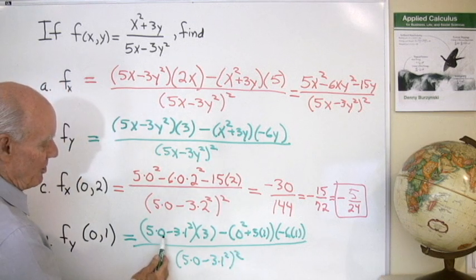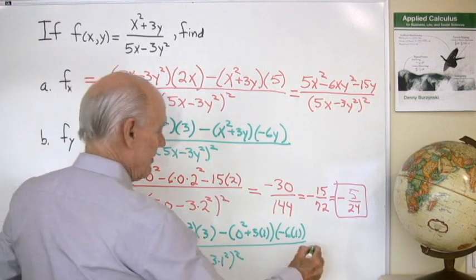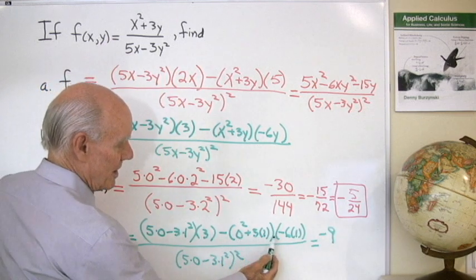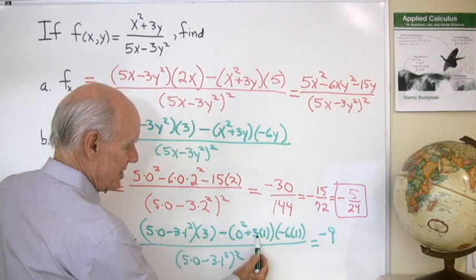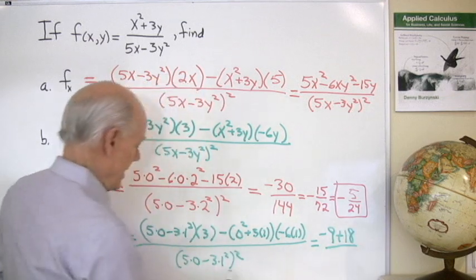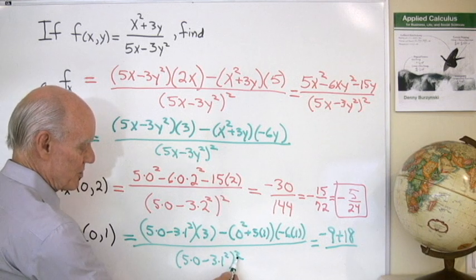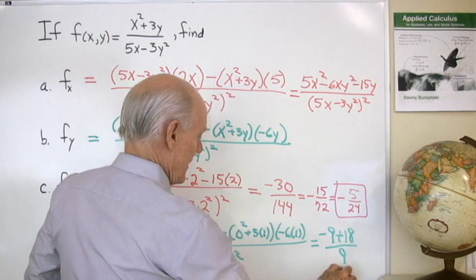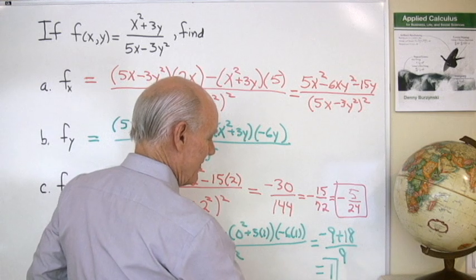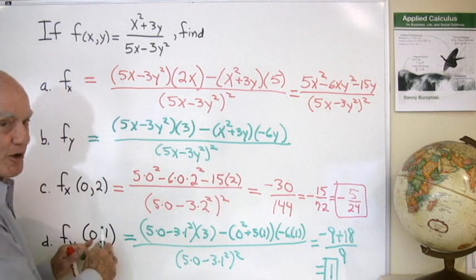So what do I have? I have 0 minus 3 times 1 squared. 3 times 1 is 3, times 3, so I have negative 9. Then here I have 0 plus 3 times negative 6, so this is negative 18, and I want the opposite of that, so plus 18. Down here I have 0 minus 3 times 1 squared, which is negative 3 squared, positive 9. So negative 9 plus 18 is 9, divided by 9 is 1. That's the value of this partial derivative when x is 0 and y is 1.